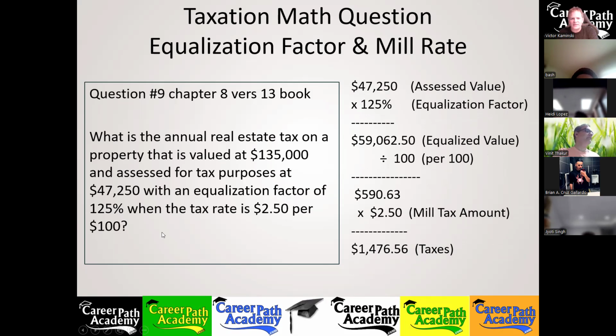The mill rate is based on per $100 of value. So we're going to have to divide that by 100 to see how many times 100 goes into that 59,000 and change. And it goes in there 590.63 times. Then we multiply that by the mill rate of $2.50, and the taxes are $1,476.56. That's how we come up with that answer.